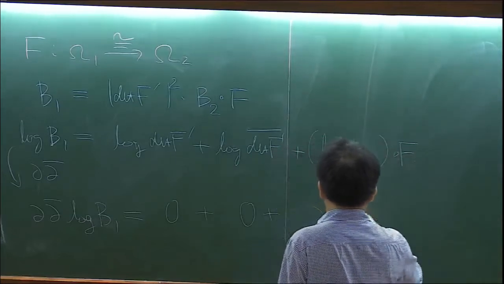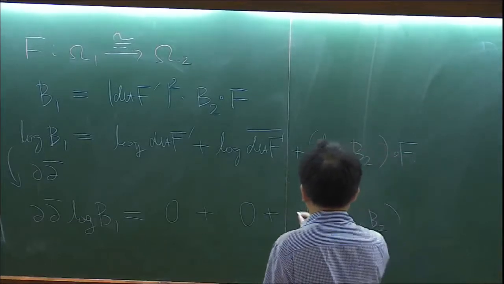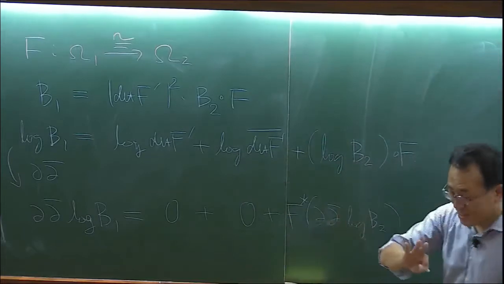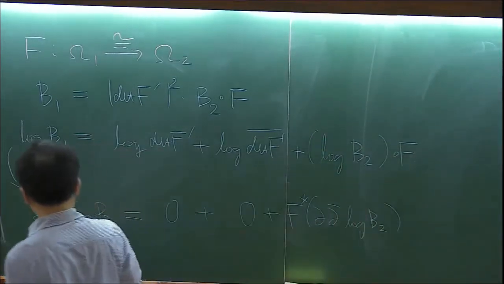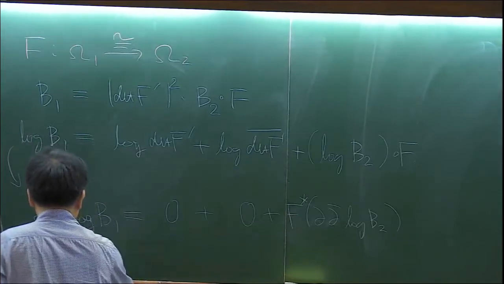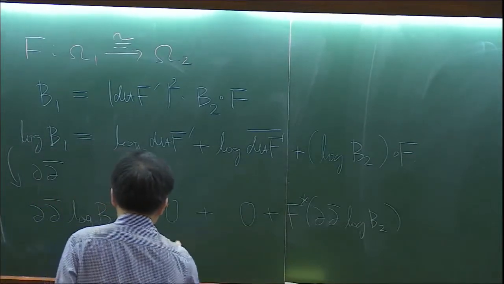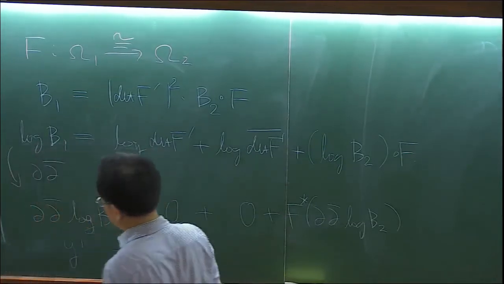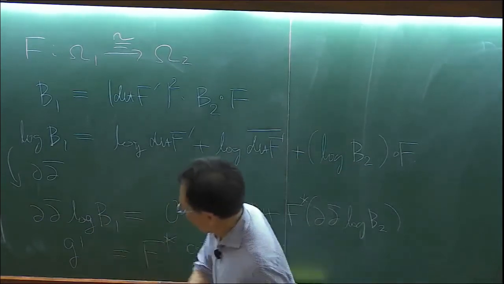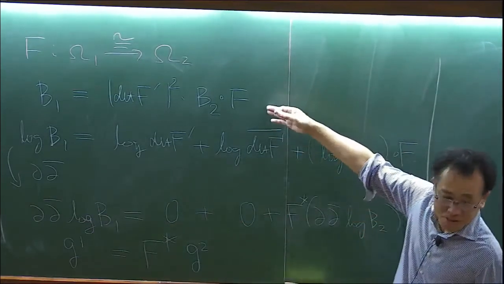So I use differential form notation. Otherwise, I have to write the Jacobian matrix for F, but with the DD bar pullback, you have some junk terms, but if you apply DD bar, that just goes away. So this is the Bergman metric for omega 1, G1, equals the pullback of G2. So the pullback of the Bergman metric on omega 2 is equal to the Bergman metric of omega 1. It just comes from this transformation rule.